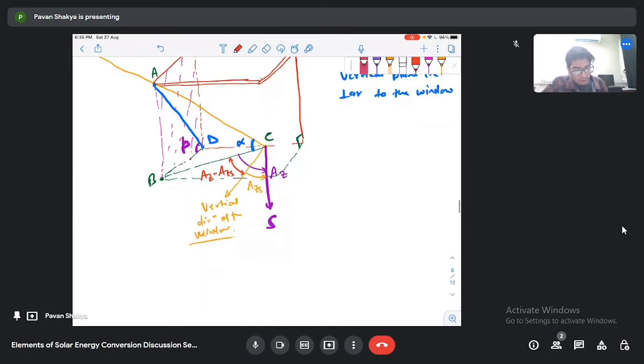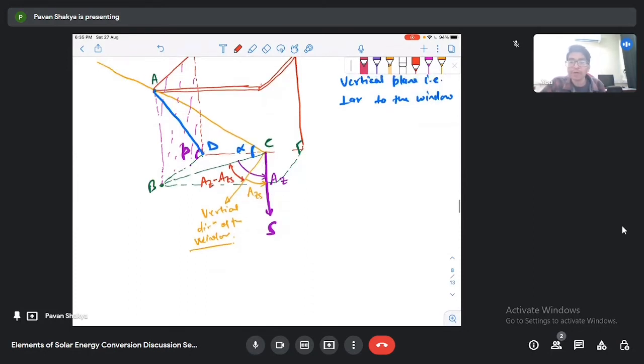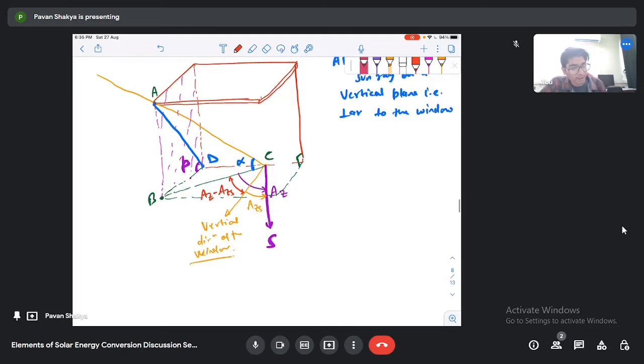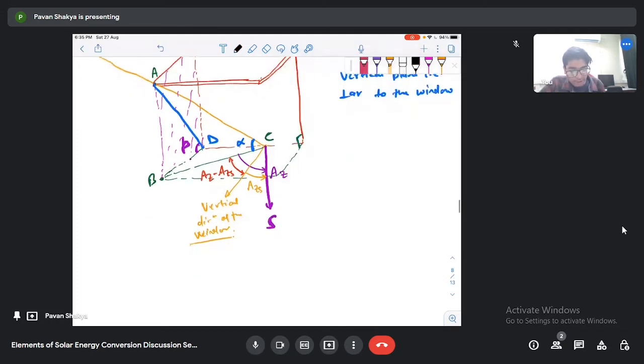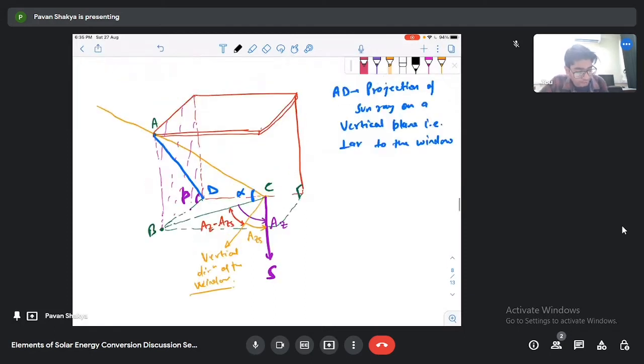Now what we have to calculate? We have to calculate the relation between profile angle and altitude angle. So now I will solve this. So first let's take triangle ABD. In ABD you can write that tan P is equal to AB divided by BD.